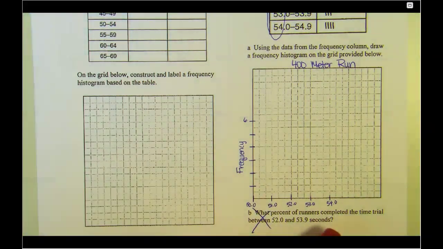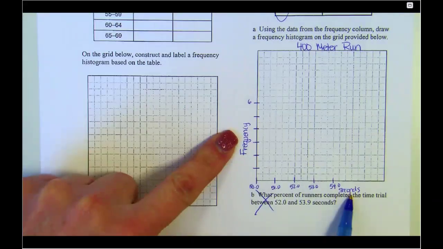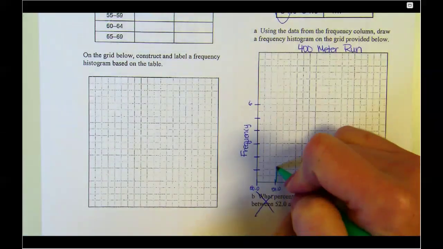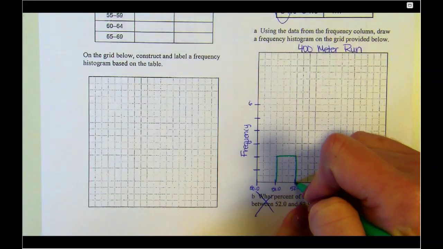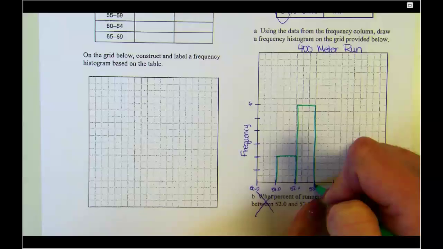These are time in seconds, right? So I'm going to put seconds down here. Frequency and seconds, don't forget those. You guys did fine with your actual drawing of your histogram, it's easy, right? So this is 2. The first one is 2. Then 6. And then 3.